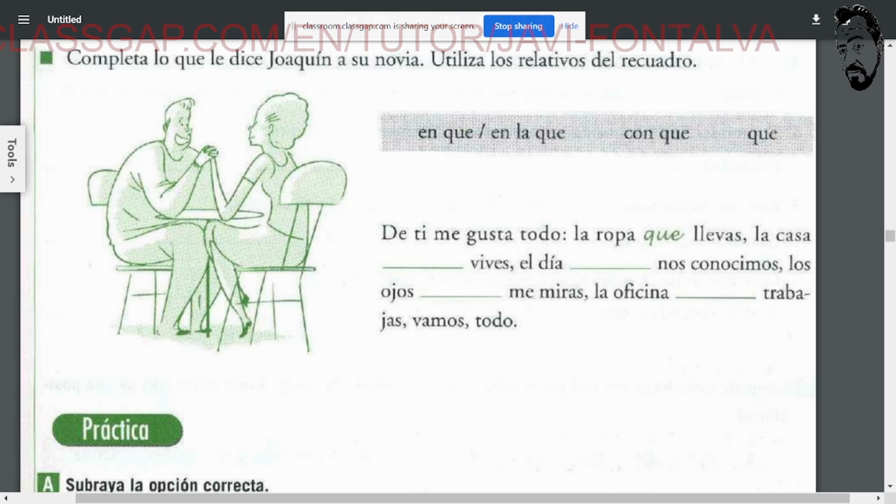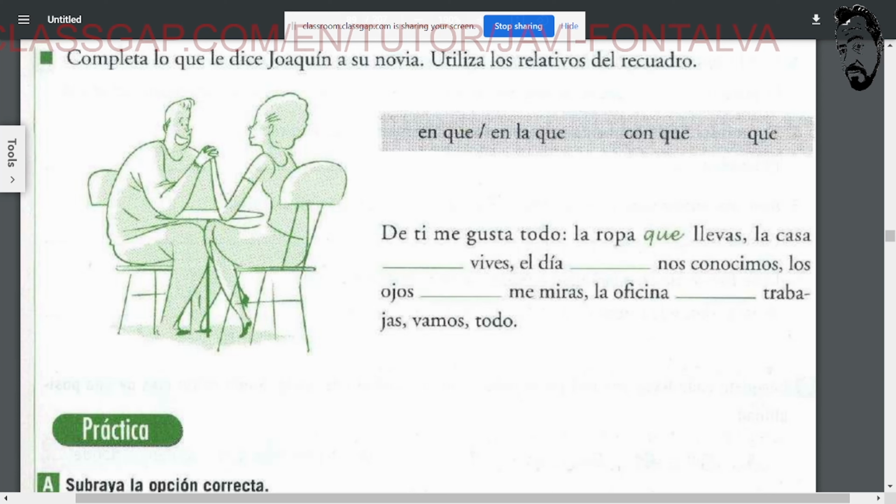So Ramón, número 3, es una persona. So this is a person. So Ramón es una persona con... So con que o en la que? Which one? So en la que is not appropriate.